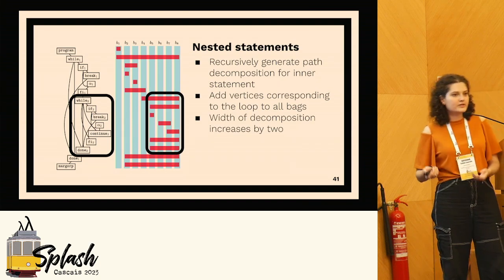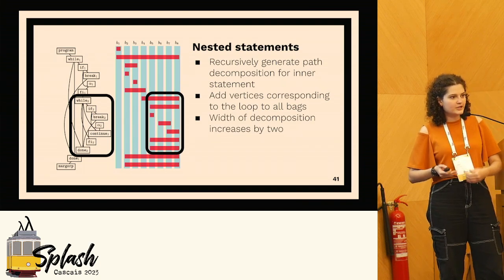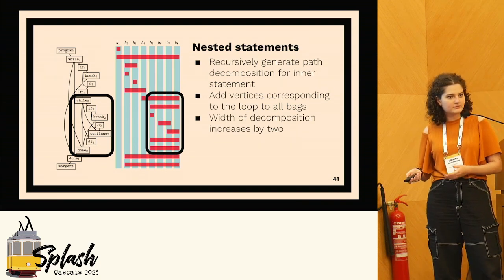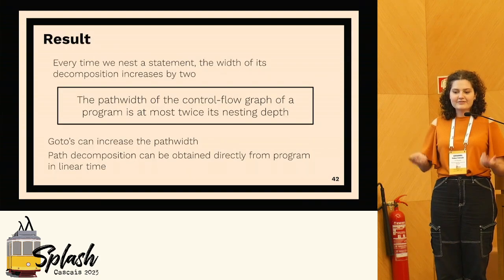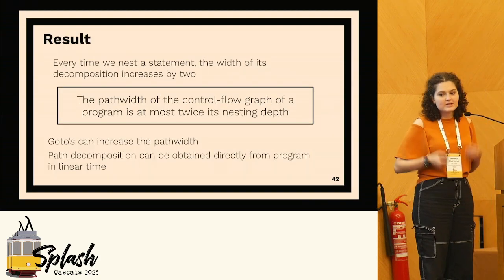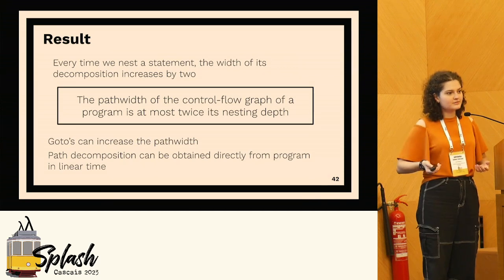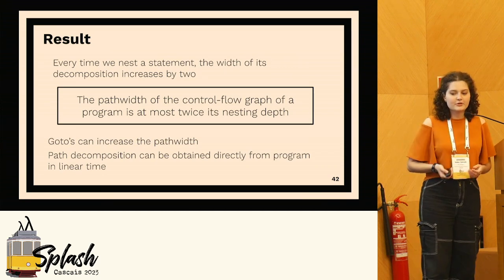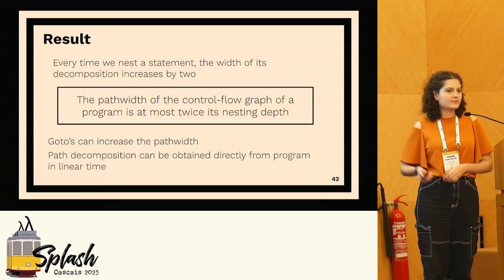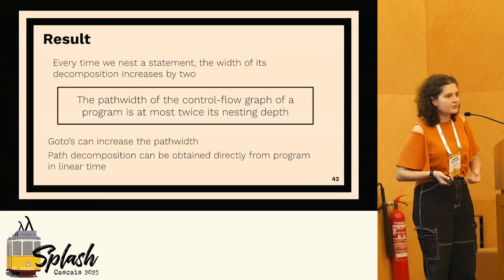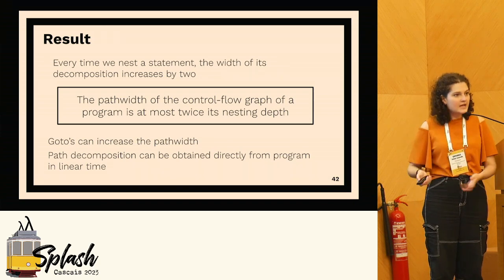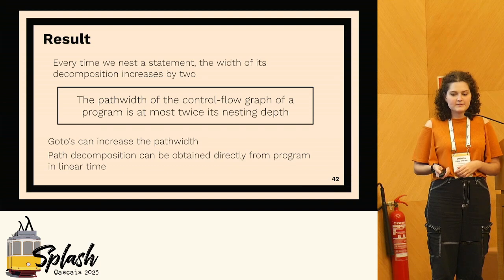And here, the width of the decomposition increases by 2, because I am adding 2 vertices to all these bags, right? So what we have now is that every time we nest a statement, the width of the decomposition increases by 2. So the path width of a control flow graph is going to be at most twice its nesting depth. And as we said before, the nesting depth of programs tends to be constant, and thus the path width of a program is also constant.